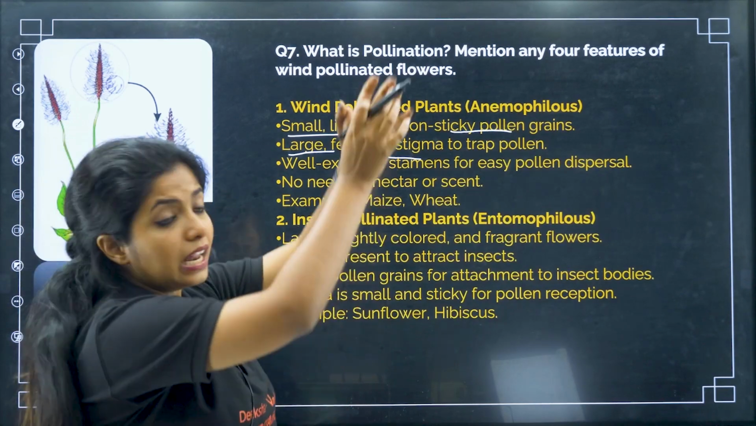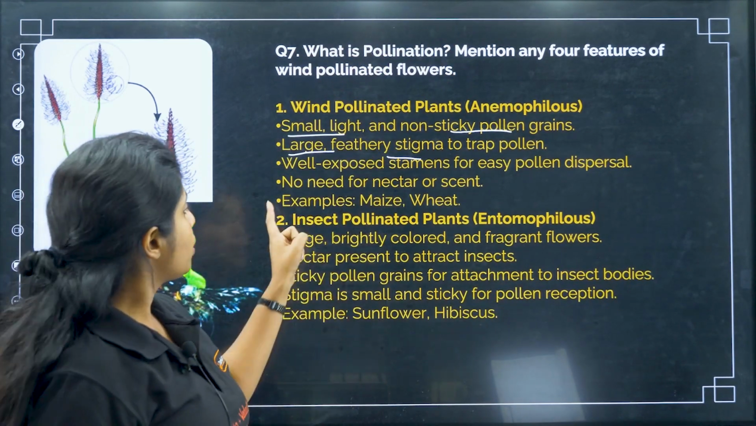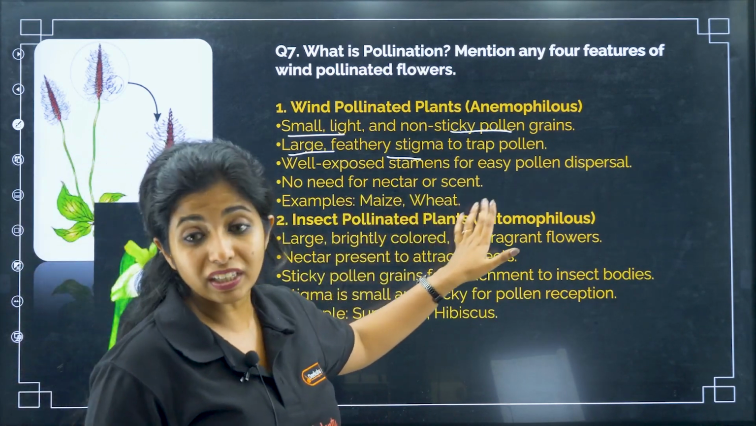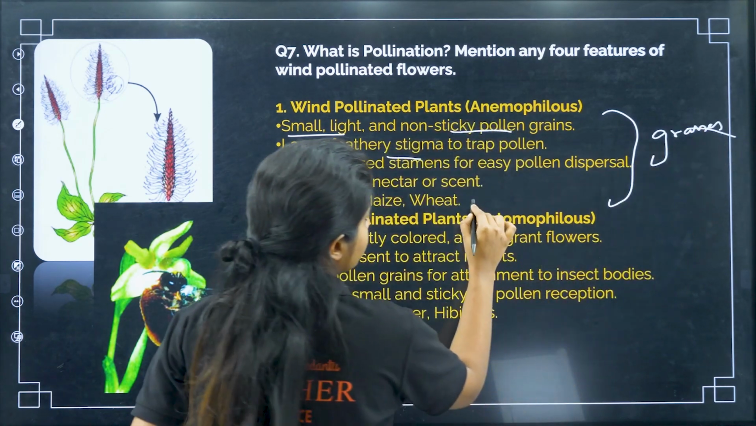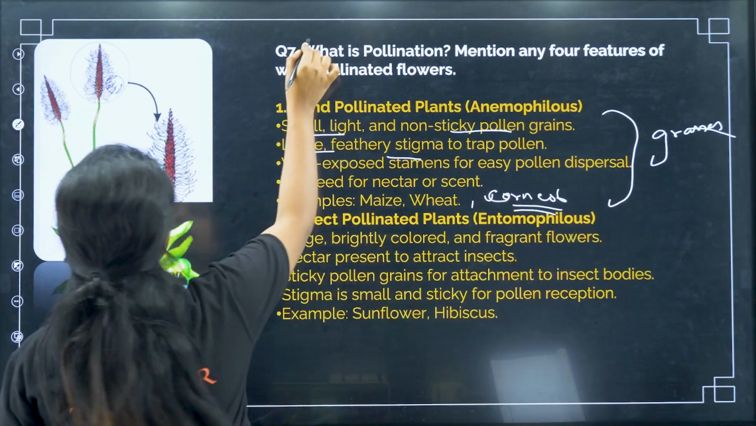And if you talk about the stigma, it is large and feathery to basically trap the pollen. Now, the stamen is well exposed, my dear children. Why? Because the wind should be carrying the pollen grains. Now, no need for nectar or scent because there is no need of pollinators, right? Examples are maize and wheat, and wind pollination is usually seen in the case of grasses. In the case of grass, and over here I can recall, right, corn cob as well.